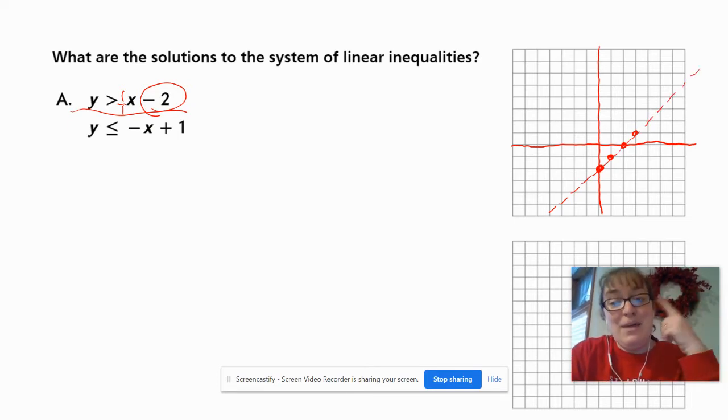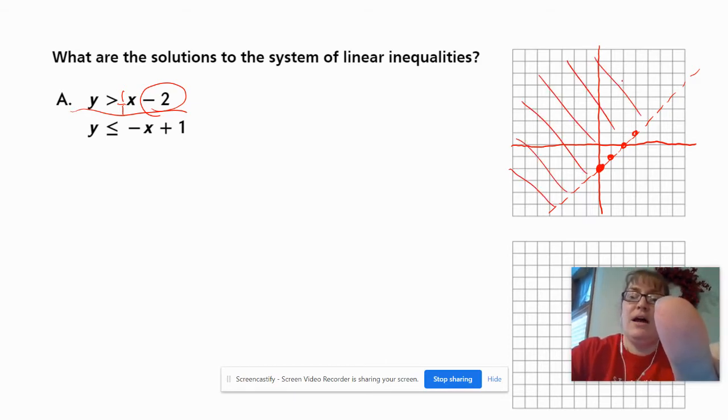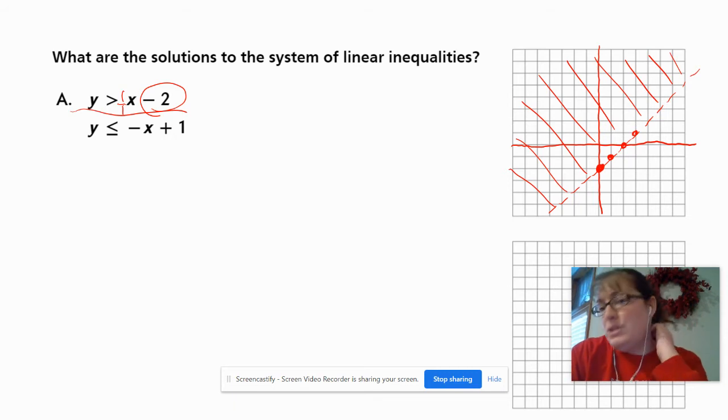All right, last thing we have to do before we move on is we have to talk about shading. In this one, it says that y's are greater than x minus 2. So if I look at my line and I look at where it crosses the y-axis, greater than negative 2 would be on this side of the line. So I'm going to shade this side of the line as being all of the solutions, all of the ordered pair points that satisfy that first inequality.